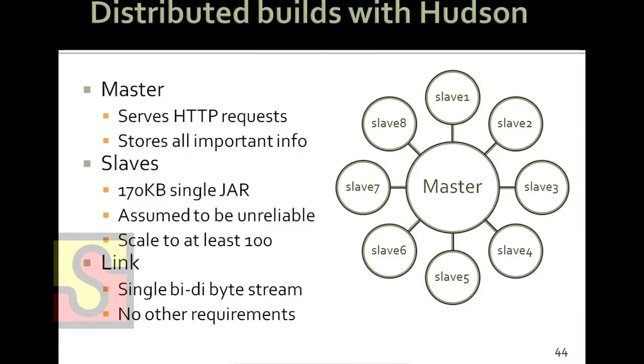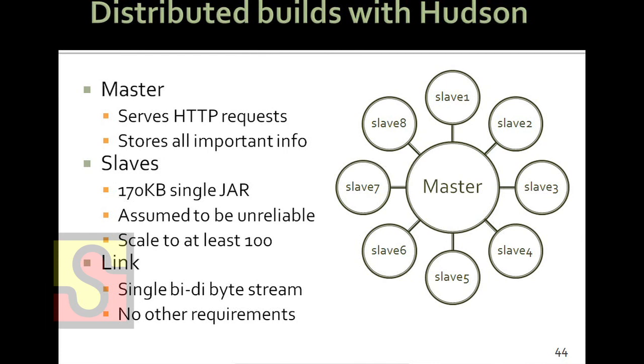And then the master and slaves need to communicate with each other. The way this is done is by having a single bidirectional byte stream between them. And we don't need any shared file system or that kind of setup or TCP/IP direct reachability. So often people have crazy network requirements.